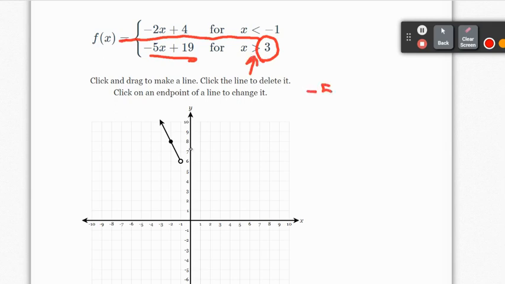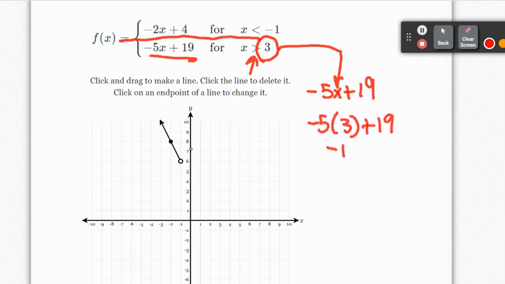So I go negative 5x plus 19, and I'm going to plug the 3 in for x. So negative 5 times 3 plus 19. I need to work that out. It's going to give me negative 15 plus 19, which gives me 4. So the first coordinate, the hole that I start at, is at 3, 4. So I plot that dot at 3, 4. Put a nice little hole right there.